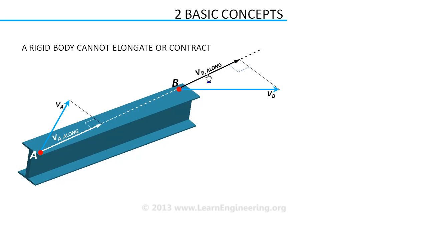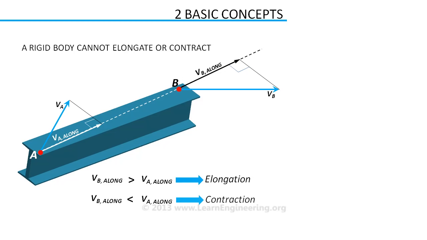If component velocity of point B is greater than A, then link will start elongating. If the case is opposite, link will start contracting. Both these cases are impossible, since this is a rigid body. So velocity components of both points should be equal.